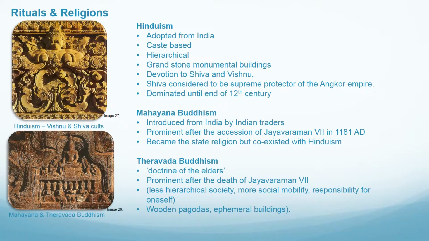From the early period of the Angkor state, Hinduism was the primary religion. It was a caste-based hierarchical religion. In Angkor, it focused on Vishnu and Shiva. With the reign of Jayavarman VII, Mahayana Buddhism came to prominence, while also coexisting with Hinduism. With the death of the king, Mahayana teachings were gradually replaced with Theravada Buddhism.